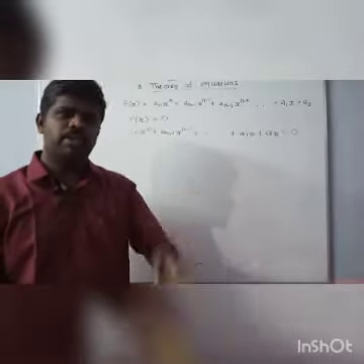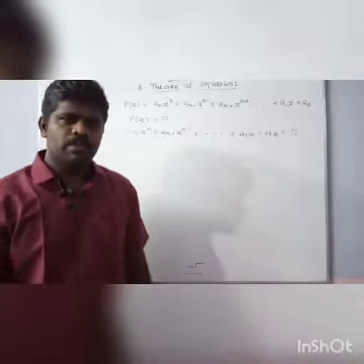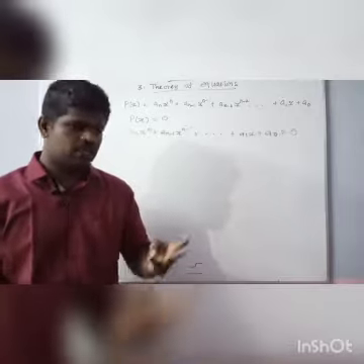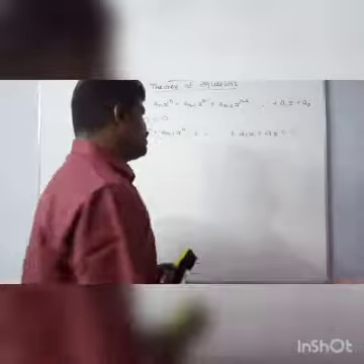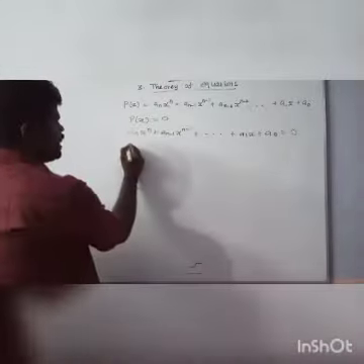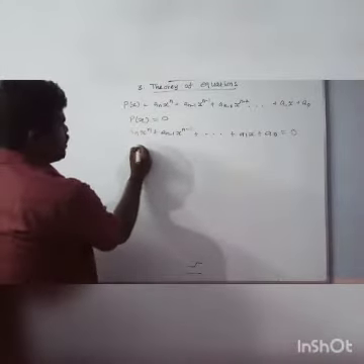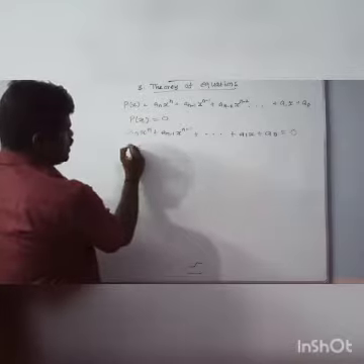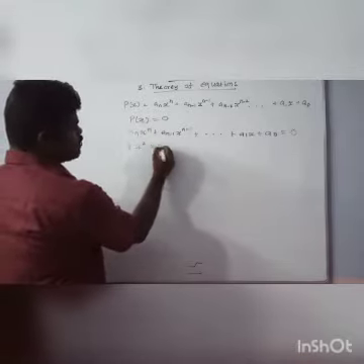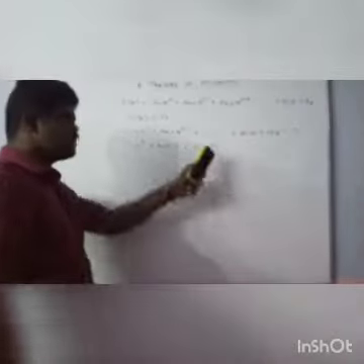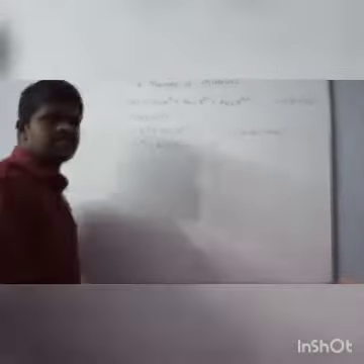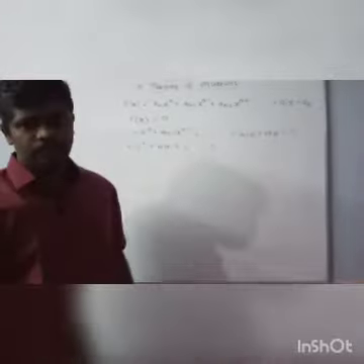Quadratic equation, cubic equation, 4th degree polynomial. We have to discuss further: 2nd degree, 3rd degree, 4th degree polynomial. First of all, we have to find the 2nd degree polynomial. 2nd degree polynomial means what? Ax square plus bx plus c is equal to 0. This is the quadratic equation, the 2nd degree polynomial equation.